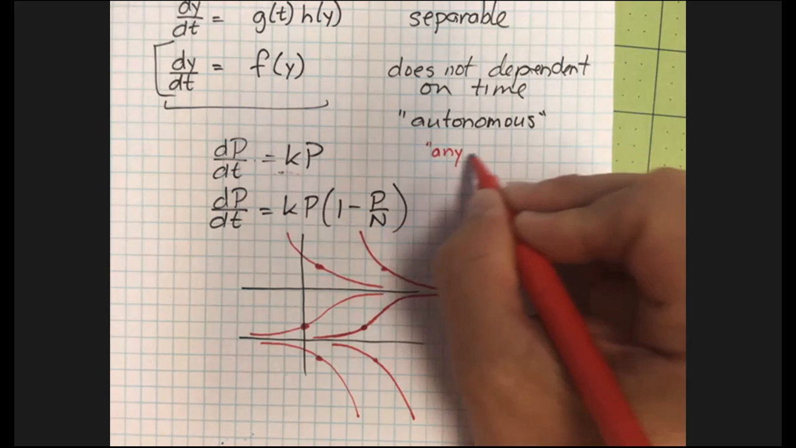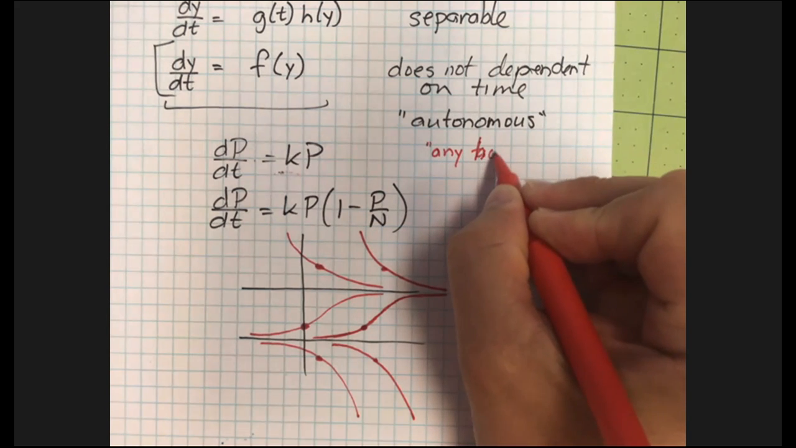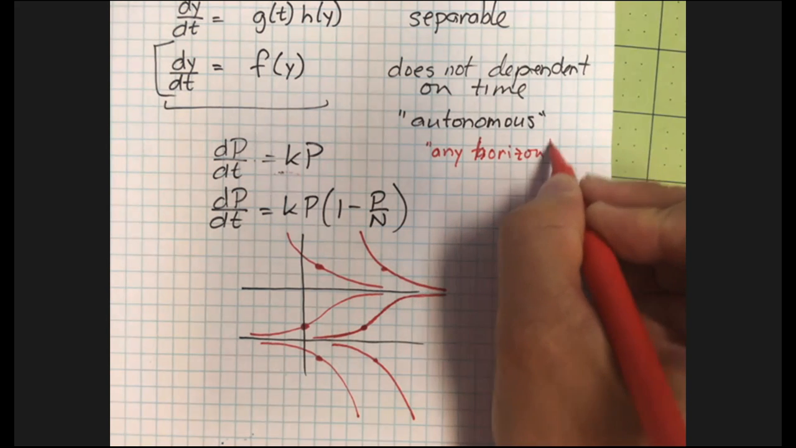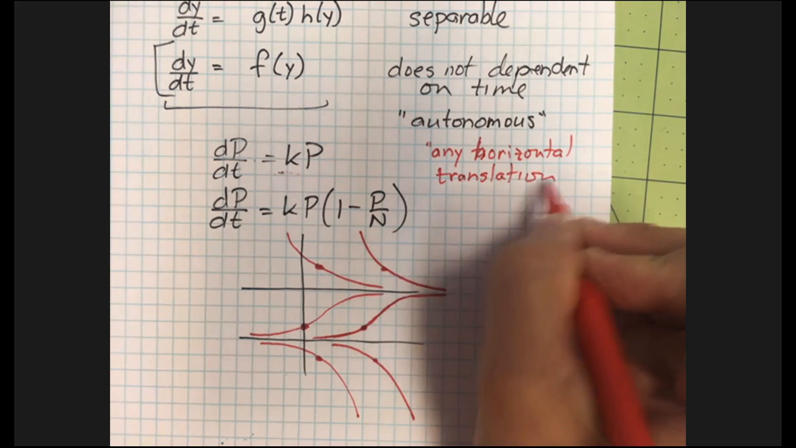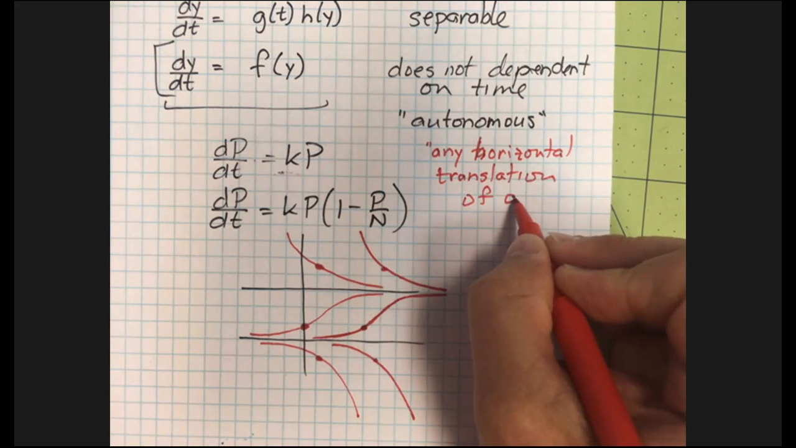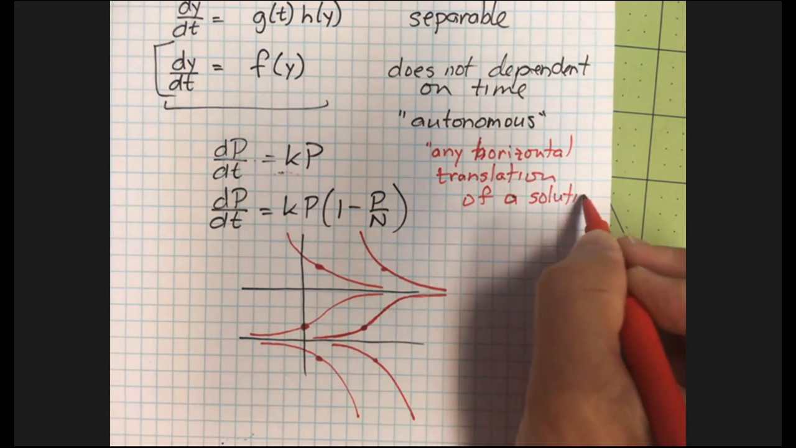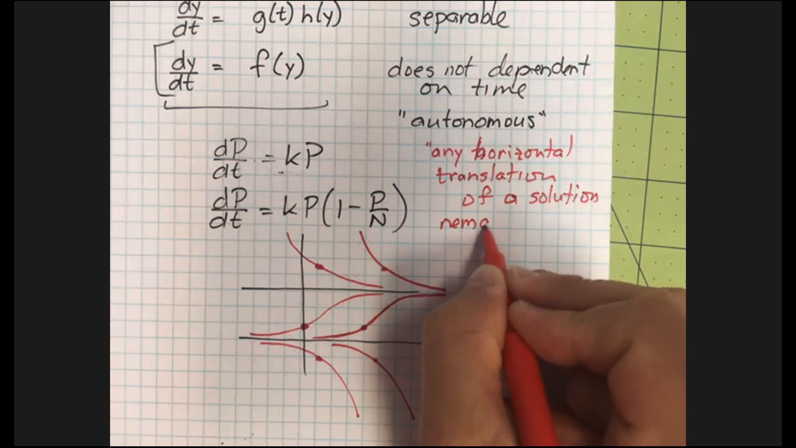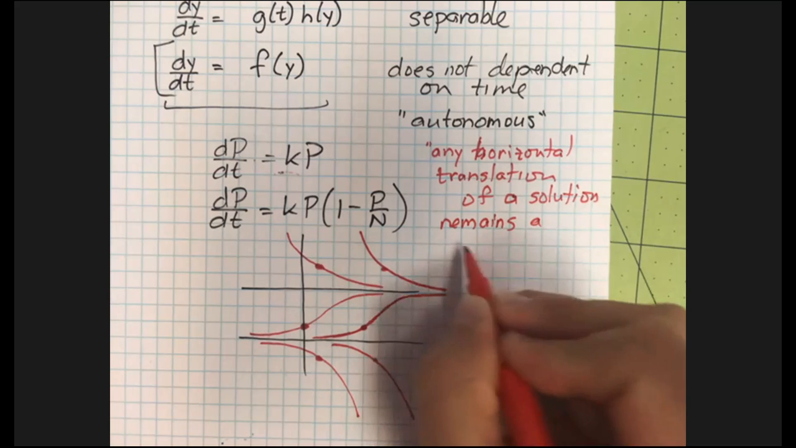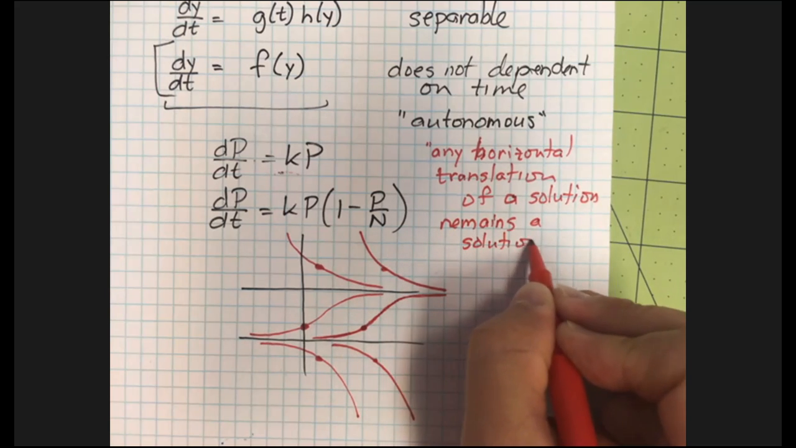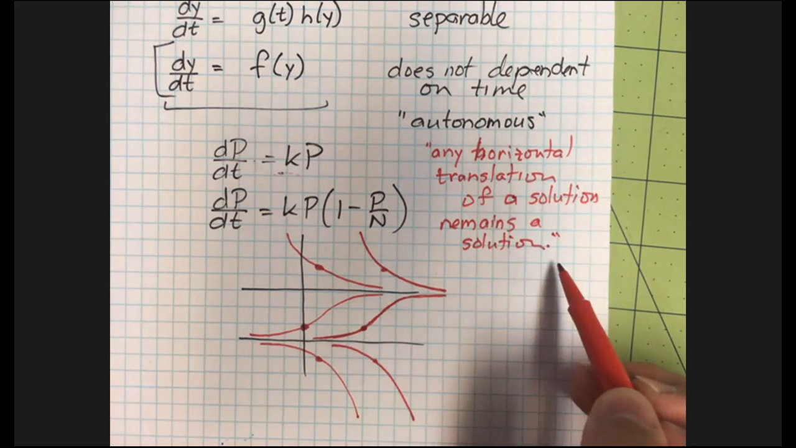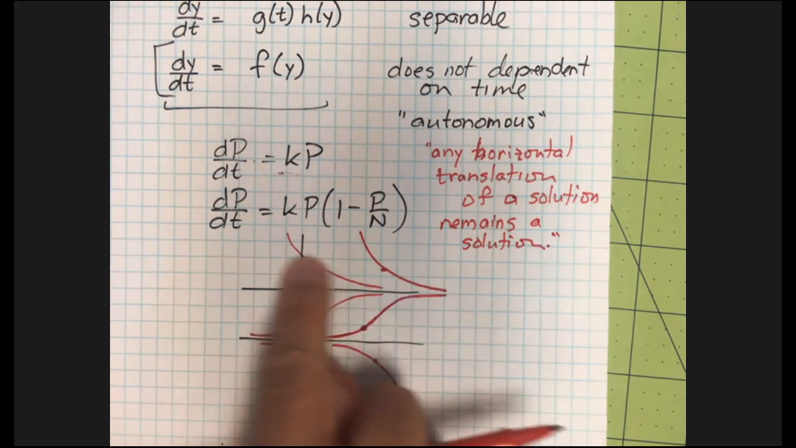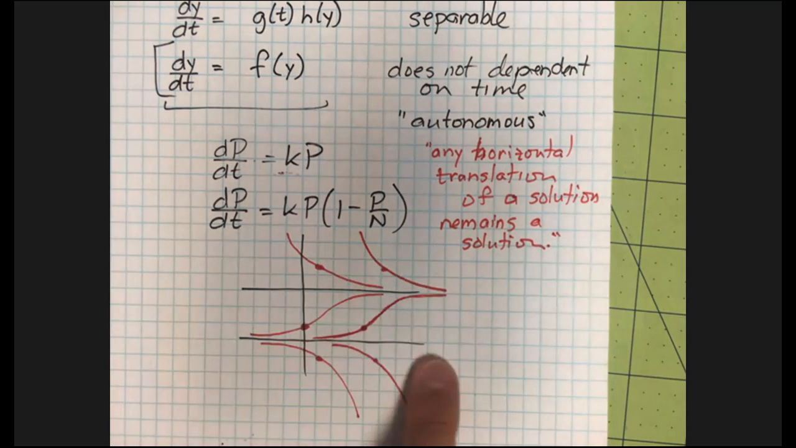Put this in the bank now. Any horizontal translation of a solution, too many words, but worth writing, remains a solution. It's still a solution. Any horizontal translation of a solution is still a solution. What does that mean? That means if I find one solution, I've found thousands, millions. I just horizontally translate it.